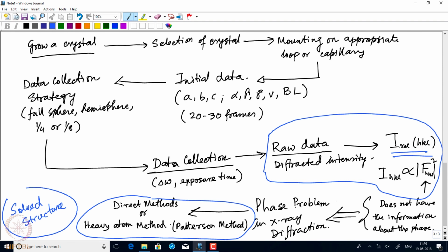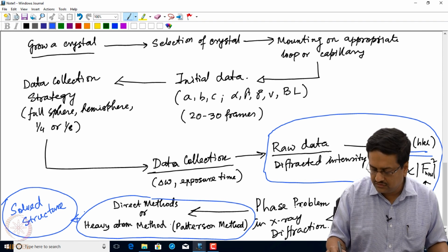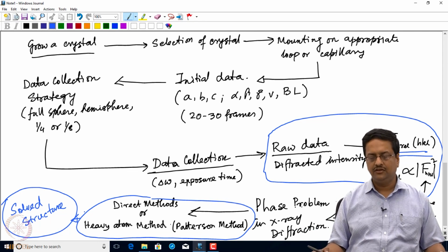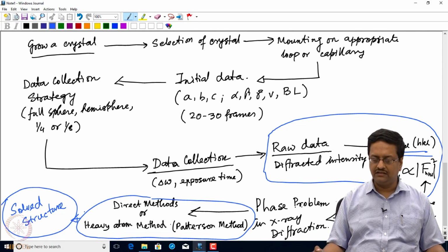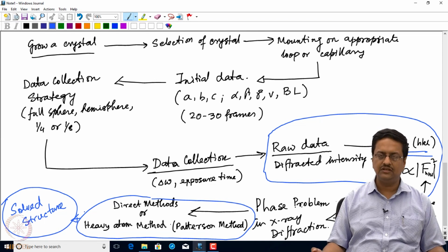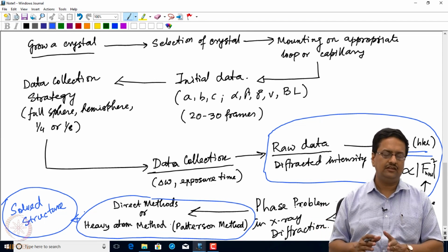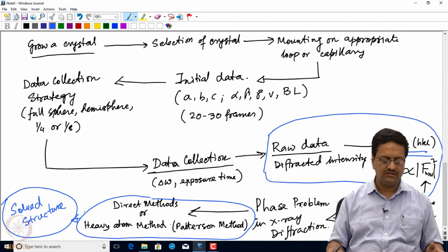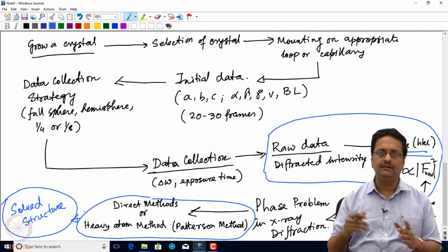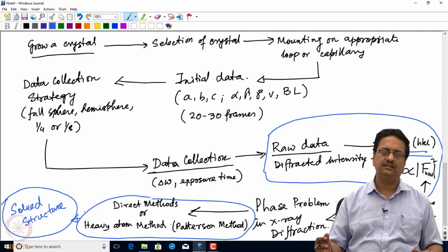This solved structure is the raw solved structure, which then needs to be refined using least square refinement methods. That will be another portion of this lecture, where we will talk about the least square refinement of solved structures. There we will discuss a number of parameters like R factors, WR2, goodness of fit, and so on.